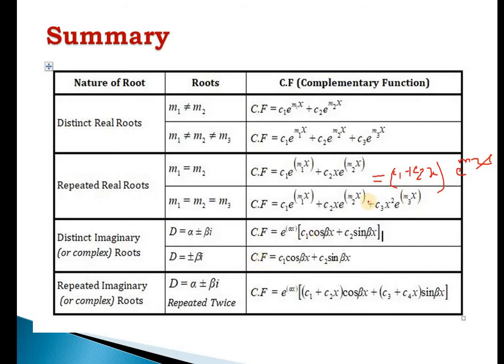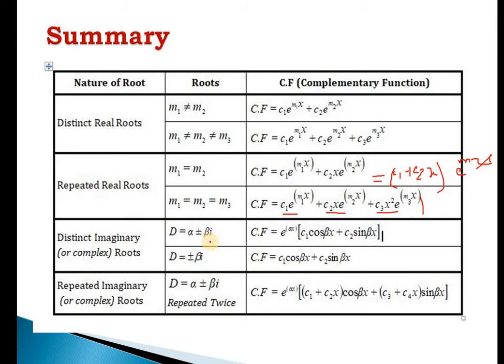Suppose a root occurs 3 times, its coefficient is C1 plus C2x plus C3x square, multiplied by the common factor e raised to mx. Or you can multiply inside, you can write it this way, no problem.